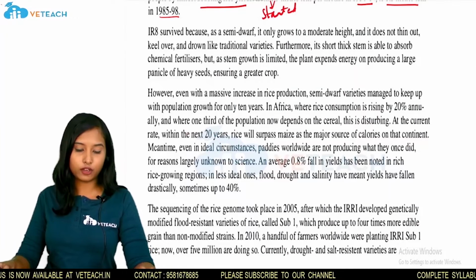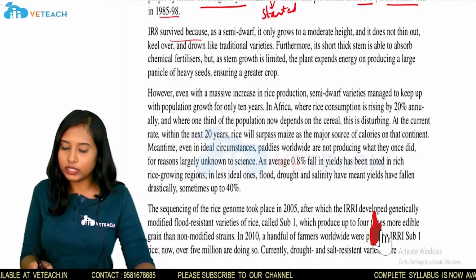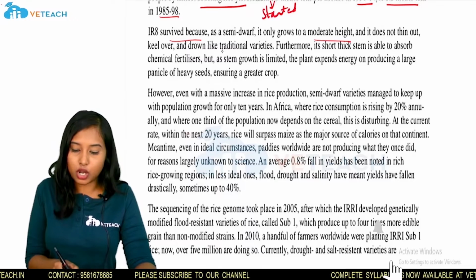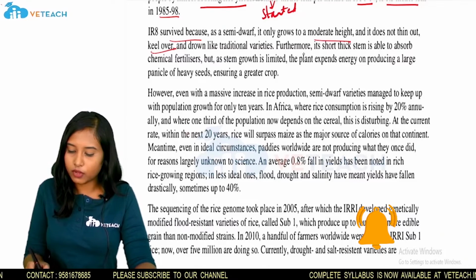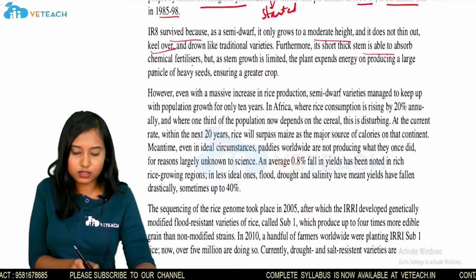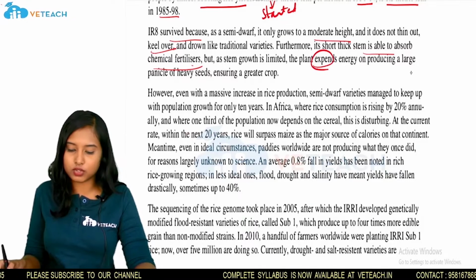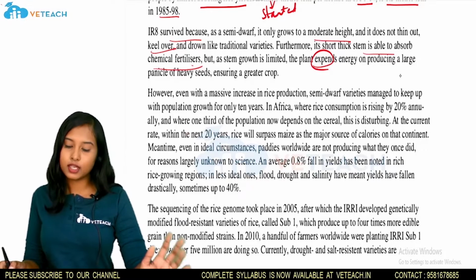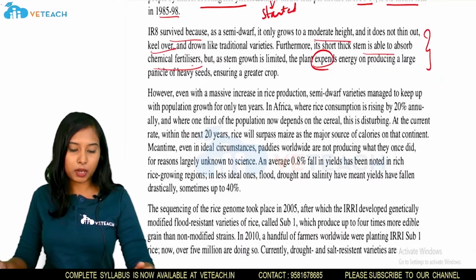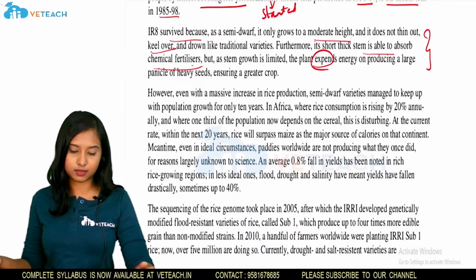Moving on to the next paragraph, IR8 survived because as a semi-dwarf, it only grows to a moderate height and it does not thin out, keel over, and drown like traditional varieties. Furthermore, its short, thick stem is able to absorb chemical fertilizers, but as stem growth is limited, the plant expends energy on producing a large panicle of heavy seeds, ensuring a greater crop. In this passage, the author is talking about how the IR8 has survived and the properties that the IR8 has.